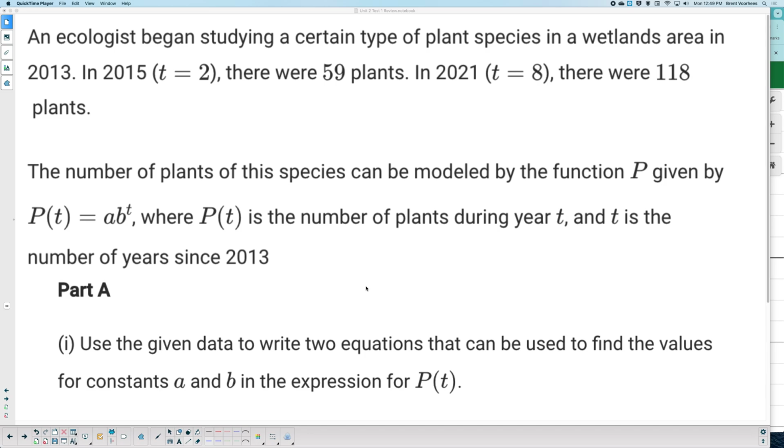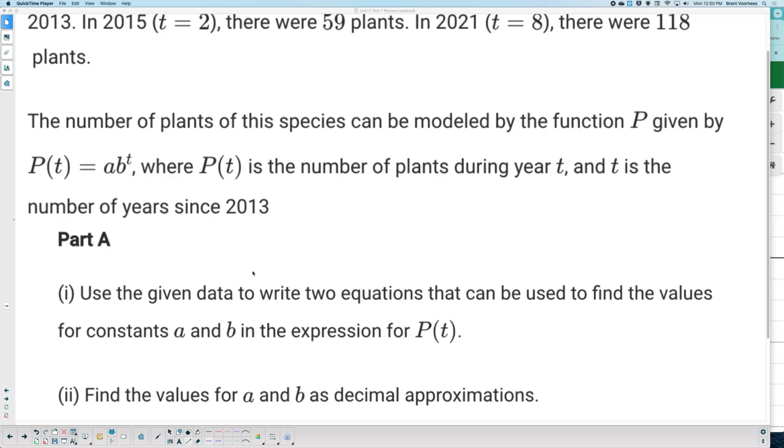An ecologist began studying a certain type of plant species in a wetlands area in 2013. In 2015, that's when t is 2, there were 59 plants. In 2021, that's when t is 8, there were 118 plants. The number of plants in this species can be modeled by a function P, where P is the number of plants during year t and t is the number of years since 2013.